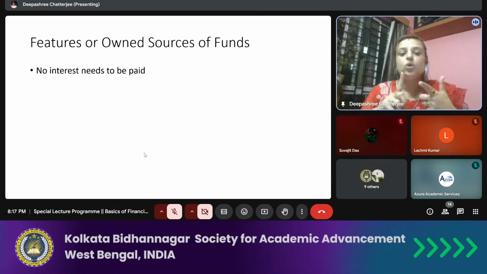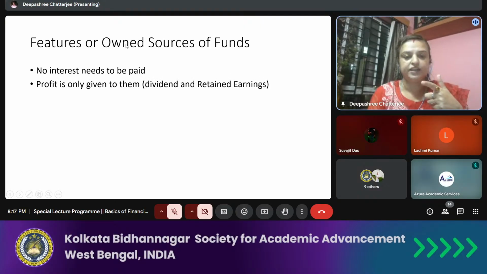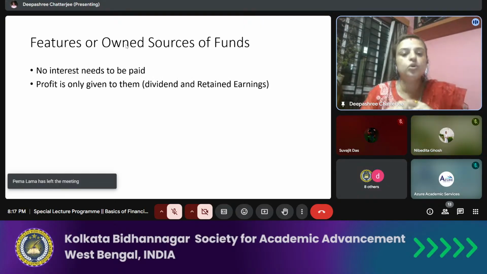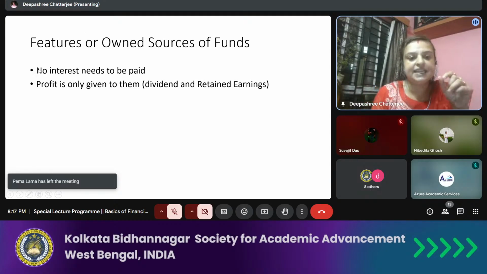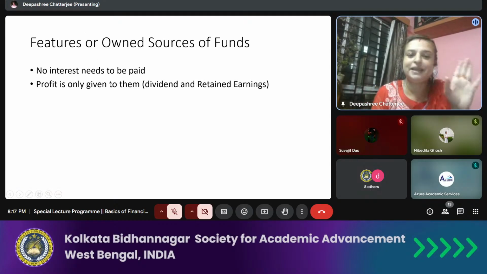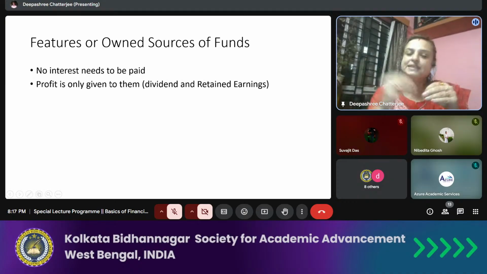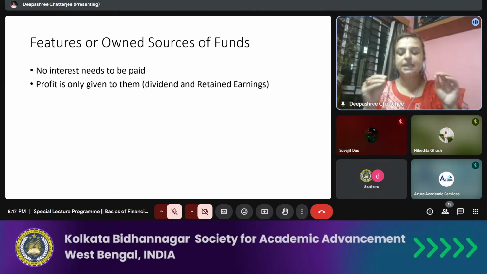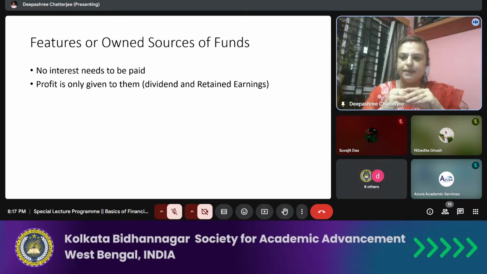The first is the owned sources of funds. So we will understand the features of the owned sources of funds, right? Whenever we talk of the owned sources of funds, the first thing is interest needs to be paid, right? Suppose we borrow funds from the bank. Okay, tell me, students. Suppose my company is running at a loss. So can I tell the bank, see, my company is running at a loss, so I will not be able to pay you the interest? Can you say that?